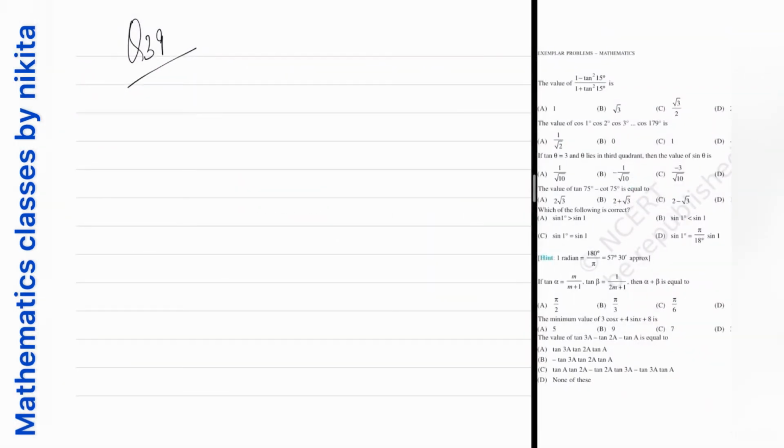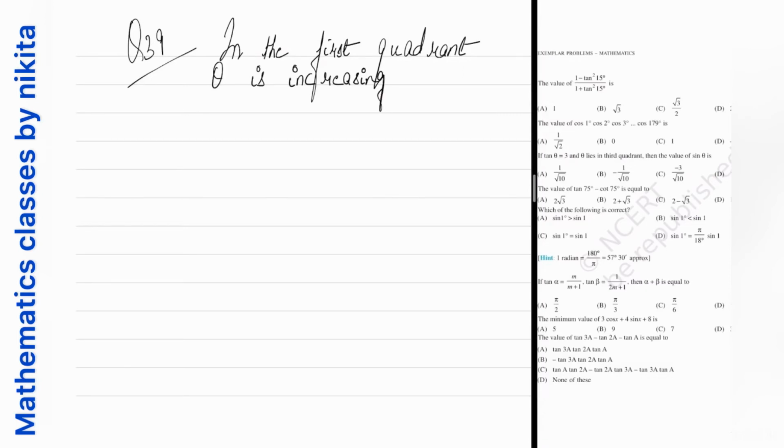Now you know that in the first quadrant your theta is increasing. Yes or no? Because theta takes the value from 0 to 90 degrees. And also the function sine theta is an increasing function in the range of 0 to 90 degrees. So the function sine theta is also increasing. Why? You can see the graph.